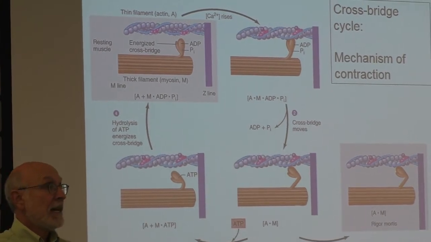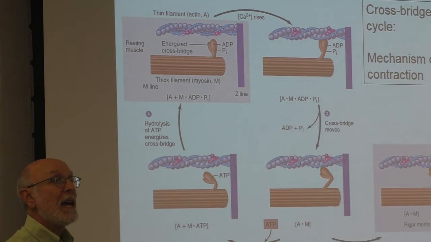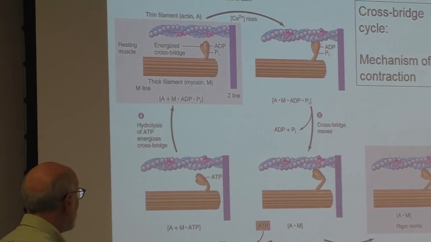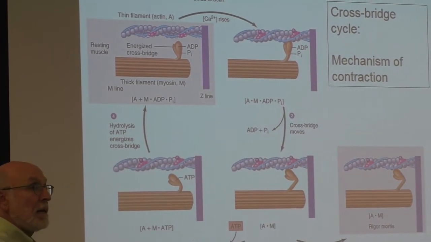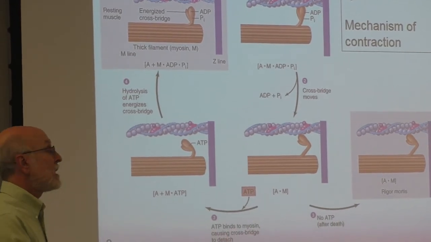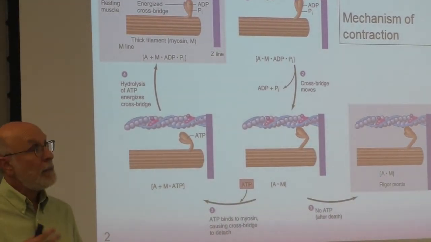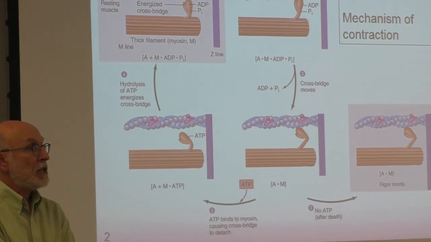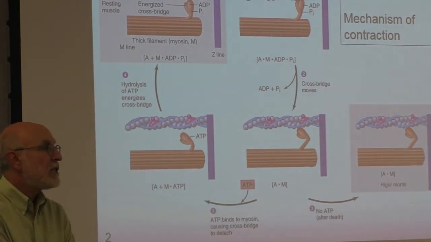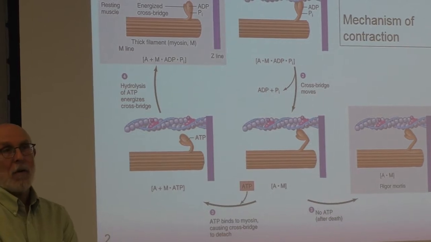Myosin has an intrinsic ATPase activity. I'm sorry, ATP has to bind first. ATP binds, and that ATP binding causes myosin to let go of actin. So ATP binding also causes a conformational change that reduces myosin's affinity for actin, and so it lets go.